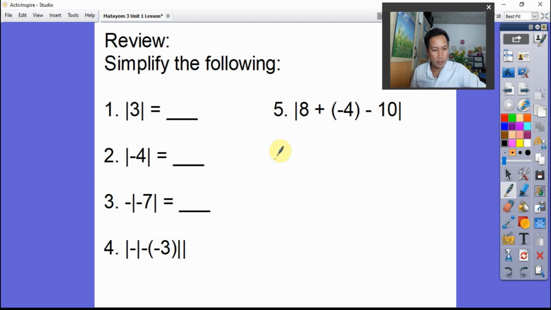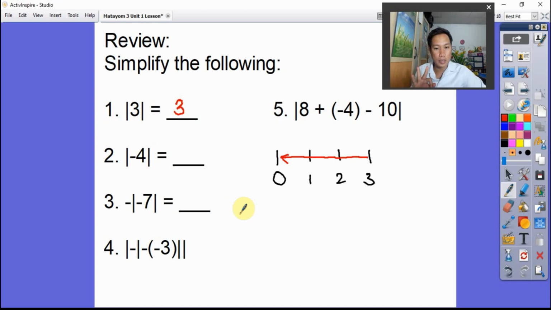Let's start with 0 here. So you have 1, 2, 3. So how far is 3 from 0? Obviously you just count 1, 2, 3, and that's the answer. So the absolute value of 3 is 3. Now let's look at question number 2.